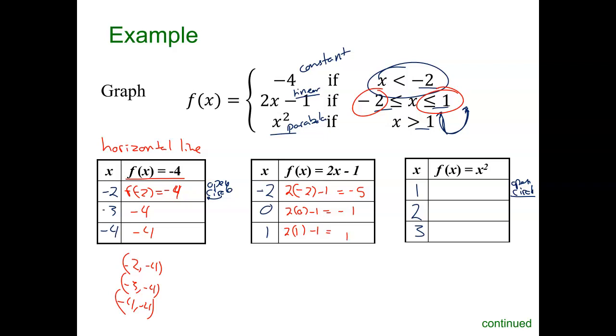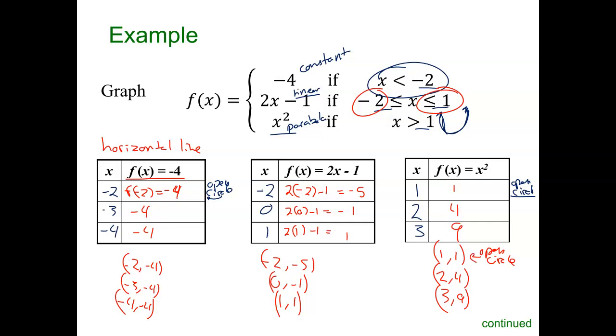All right, so my third rule, f of x, x squared. So what's f of 1 going to be? What's f of 2 going to be? What's f of 3 going to be? Okay, so I've got this point. And again, we said this one needs to be an open circle here. And this one needs to be an open circle as well.